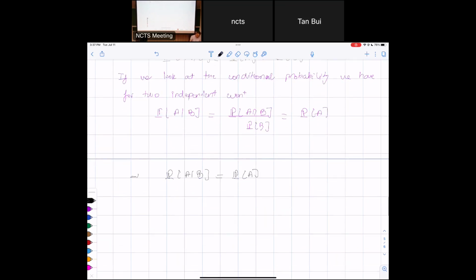So you see, it's basically what it says: whether B happens or not does not affect A, right? So now we are actually no longer independent, right?